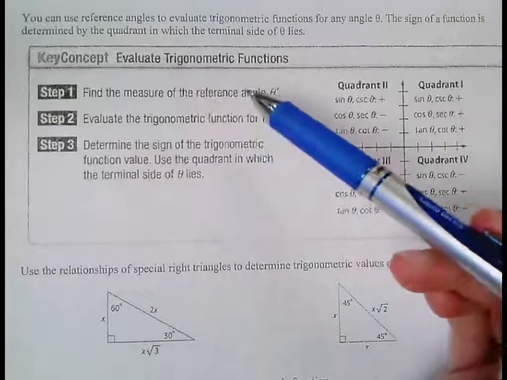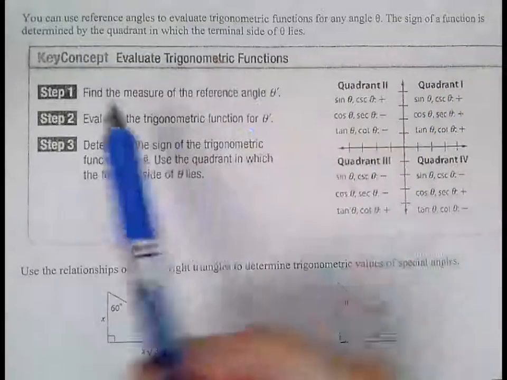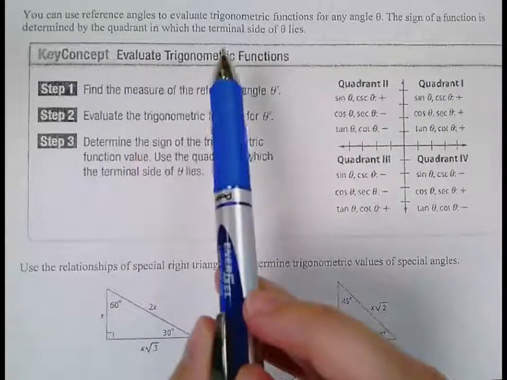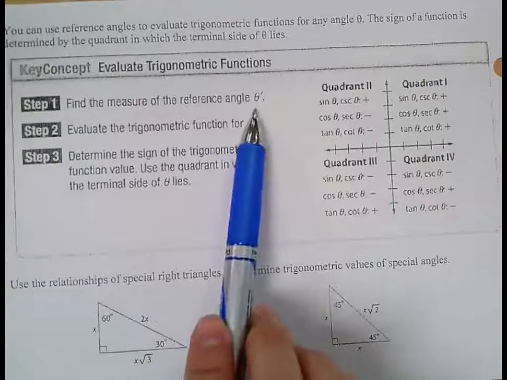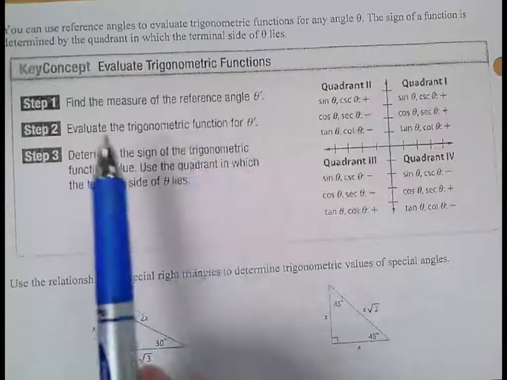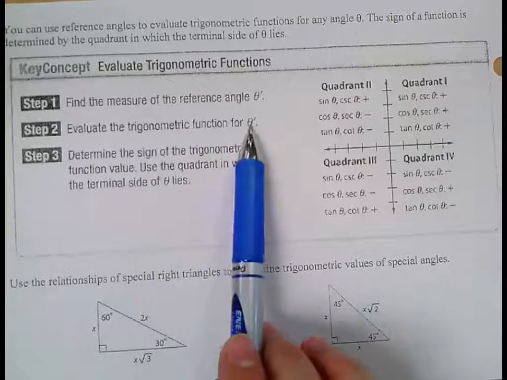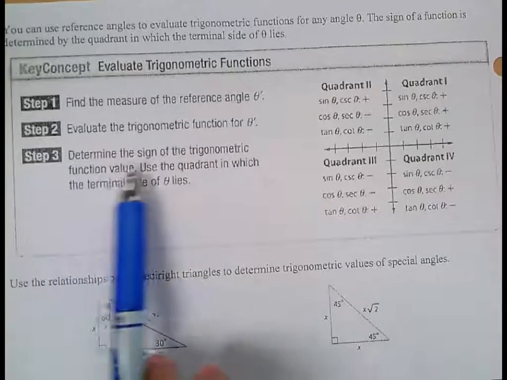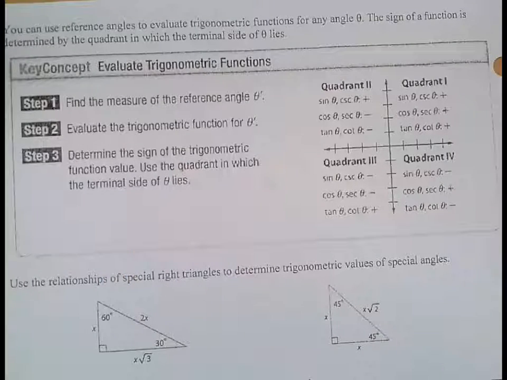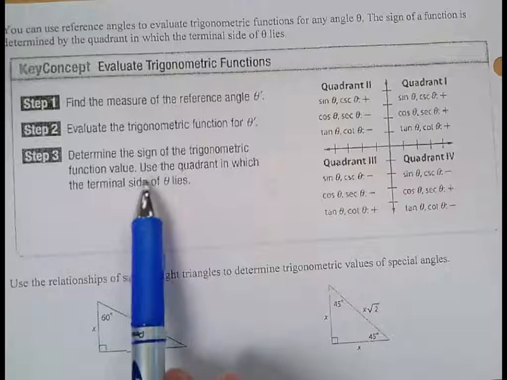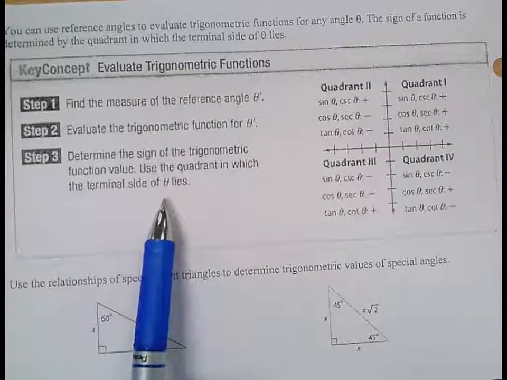So I'm going to explain this here in a minute. To find or evaluate trig functions for any angle theta, you want to first find the measure of the reference angle, theta prime, what we just did. Evaluate the trig function that it's asked for at theta prime. And then you're going to determine the sign of the trig function value, meaning is it positive or is it negative? And you're going to use the quadrant in which the terminal side of theta lies to determine that.